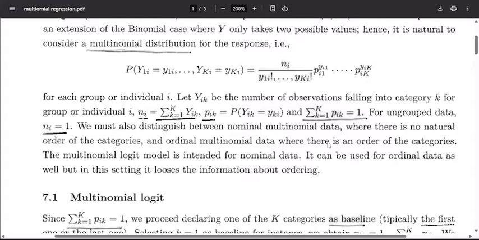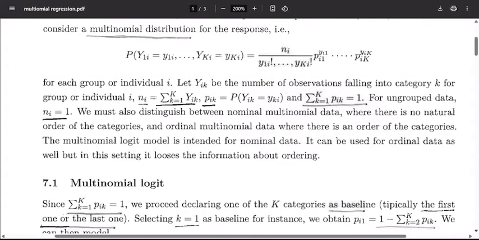Now, in a situation where we have ungrouped data, the n_i is going to be equal to 1, because here the idea of grouping will take center stage. I'm going to say that again. The idea of grouping individuals into different categories takes center stage. But for ungrouped data, we expect n_i to be equal to 1. Now, that is that.